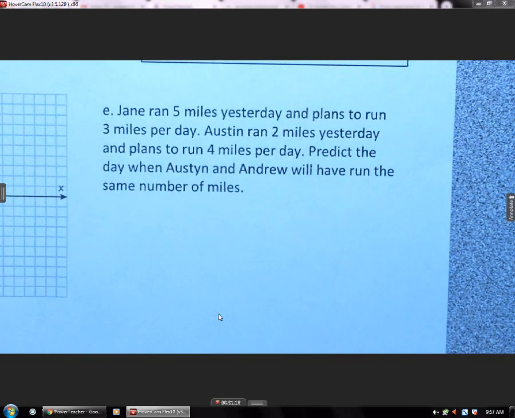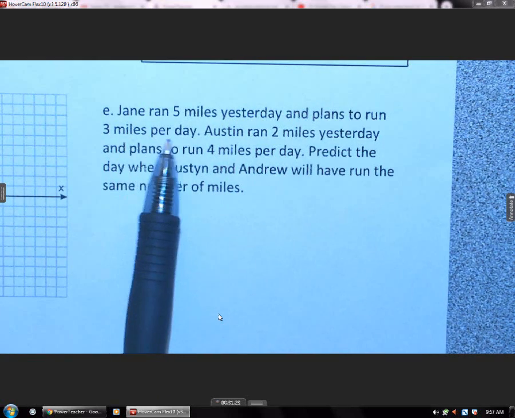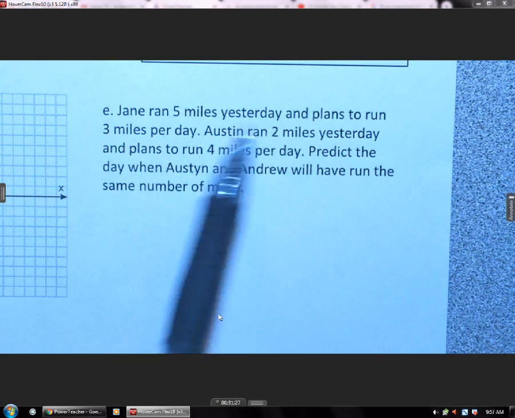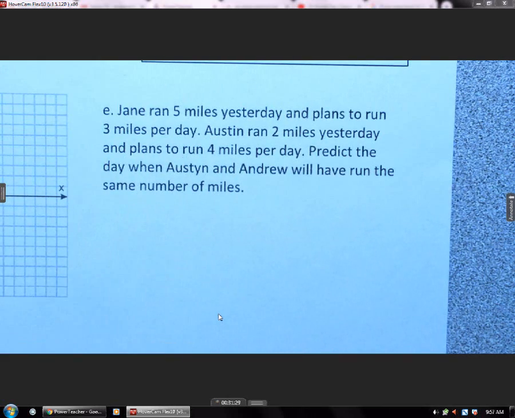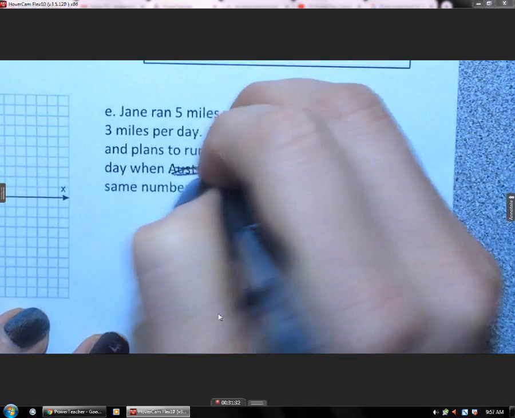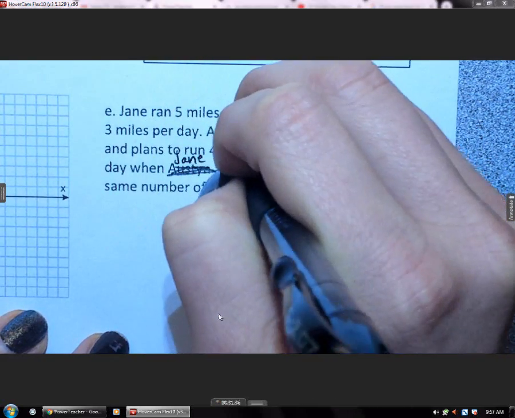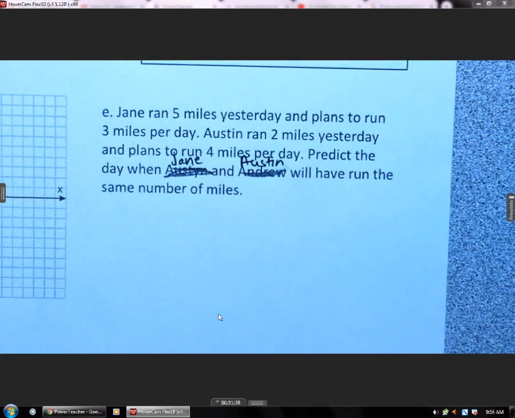Jane, she likes running. I like running too. She ran 5 miles yesterday, and she plans to run 3 miles per day. Austin, he also likes running, ran 2 miles yesterday, and plans to run 4 miles per day. Oh, sorry, I didn't change the names down here. Predict the day when Jane and Austin would have run the same number of miles. Wow, this sounds like a system of equations if I ever heard one.